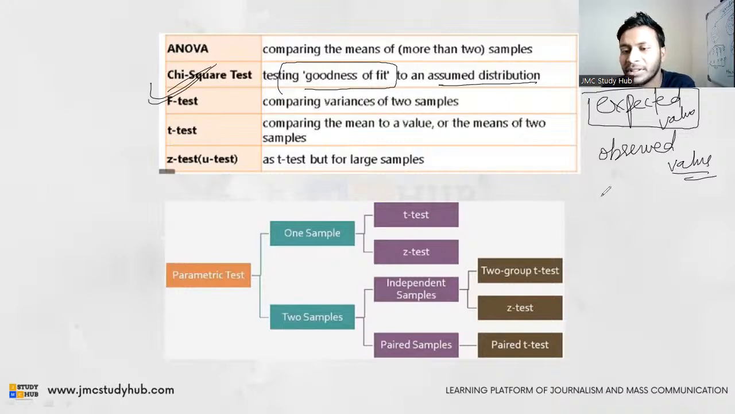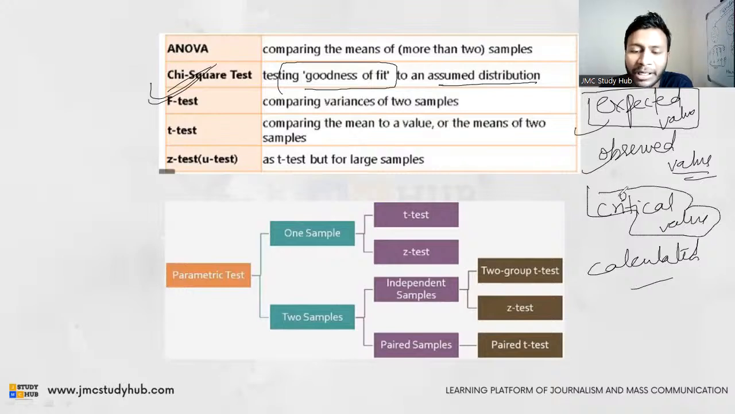You may see there are two more terms also, that is critical value and calculated value. Okay, so what is critical value? Critical value is already given on the level of significance. Levels of significance are 0.05, 0.01, right? Different levels of significance are there. On the basis of level of significance and the degree of freedom, you find the critical value. It is already defined and it is given.